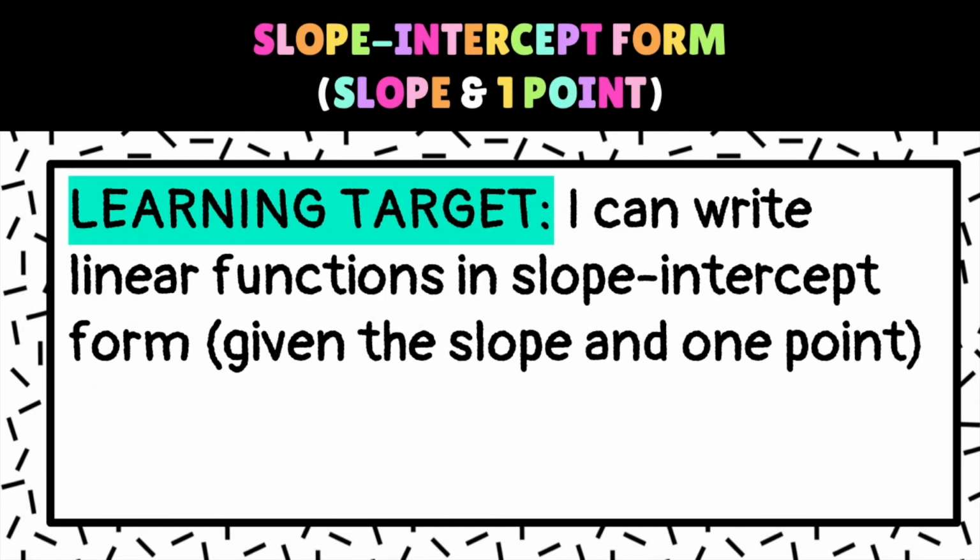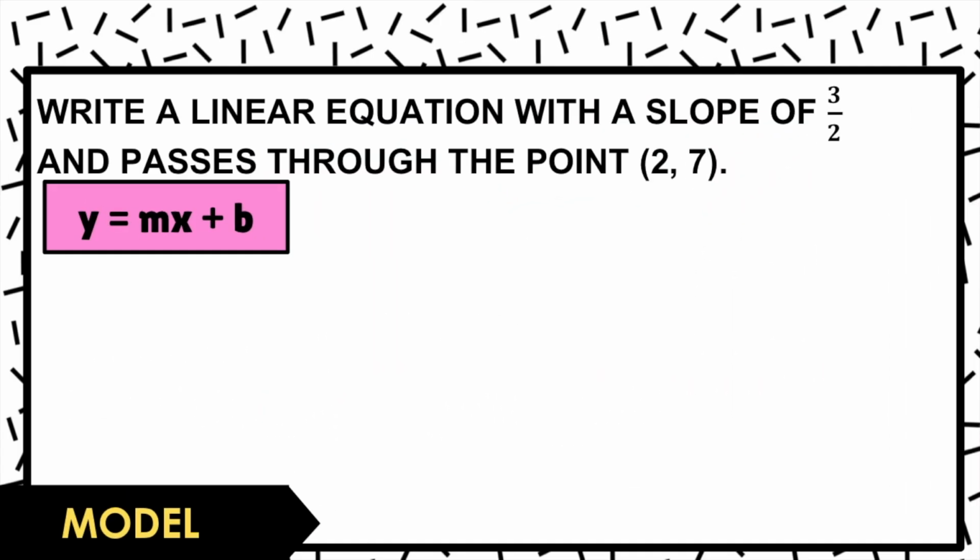Hi friends, in today's lesson, we're going to write the equation of a line if we're given the slope of that line and one of the points that falls on that line. So we want to write the linear equation for a line that has a slope of 3/2 and passes through the point (2, 7).